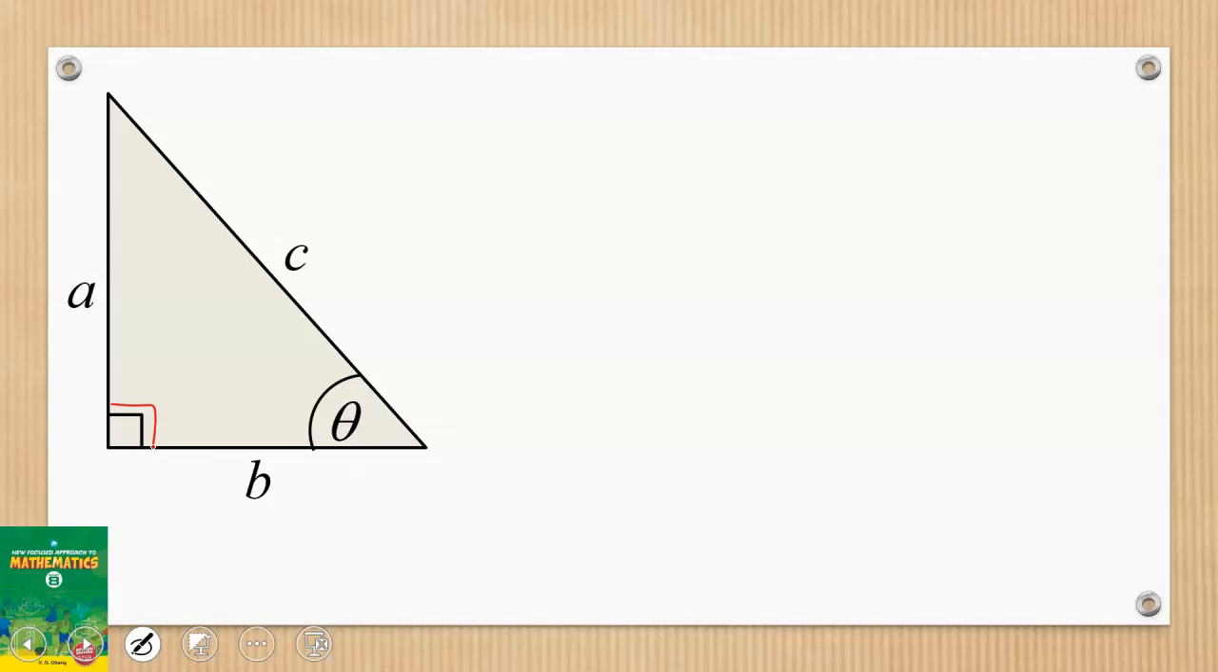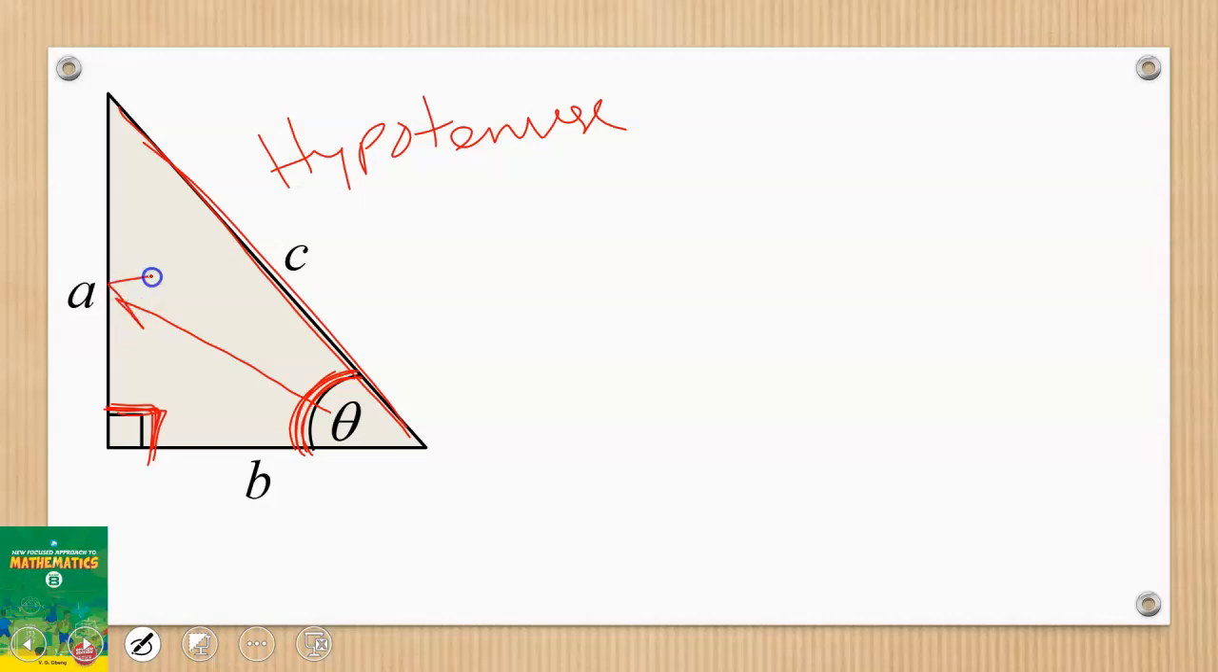And when we have a right angled triangle, always the opposite side of this right angle is this line we call the hypotenuse. Okay. And then once we make a reference of an angle theta here, the side opposite this theta, we call it the opposite side. And then adjacent to this side, we call it the adjacent side.